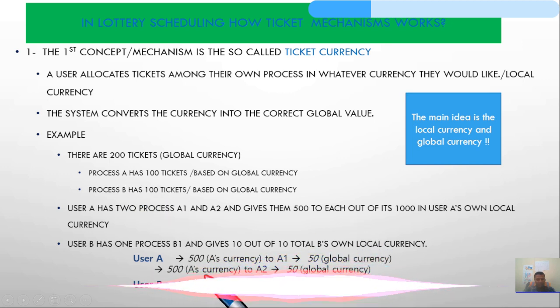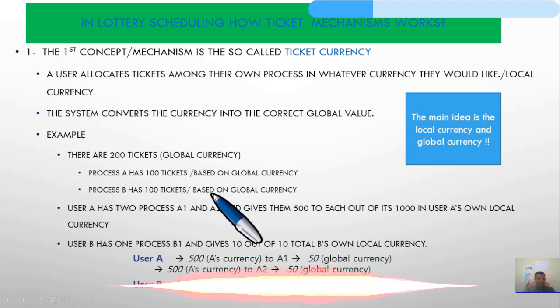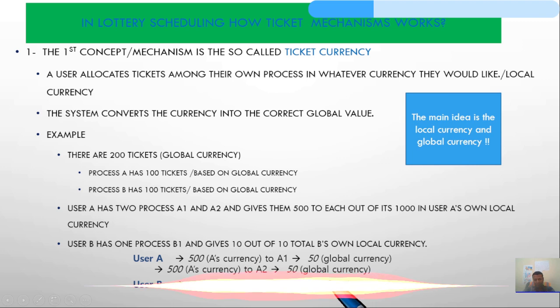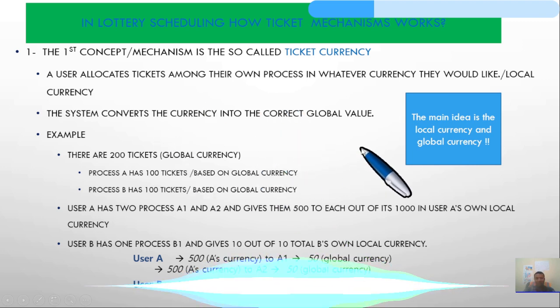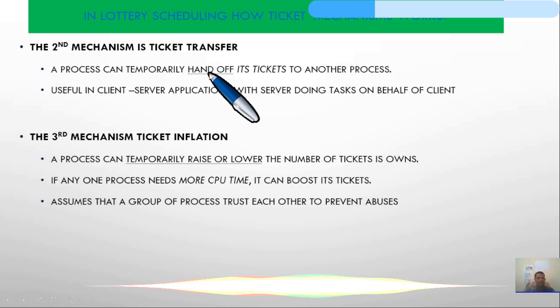Again, 500 A's in A2 will be changed into 50 global currencies, because 1000 is in local currency and 100 is in global currency. User B, the same thing happens, 100 B's currency, that means we have in global currency 100 tickets, so B is going to take 100. This is as simple as that. So the main idea here is local currency and global currency. This is the first mechanism which lottery scheduling uses.